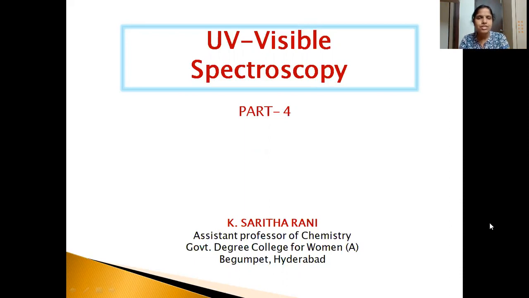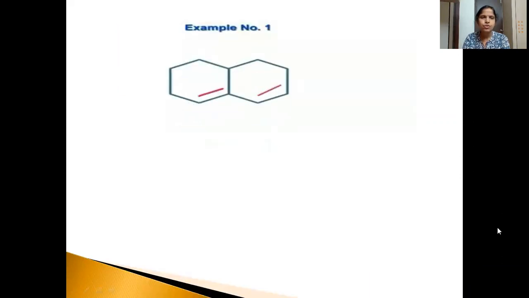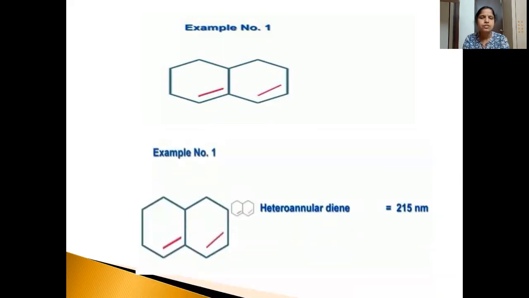So we have seen 2 examples in our last class. So we'll continue with the examples, how to calculate the lambda max values of these compounds. So just the example we have completed was this. This is nothing but a conjugated diene, and as the double bonds are present in 2 different rings, it is a heteroannular diene. So first, for the heteroannular diene, the base value is 215 nanometers.